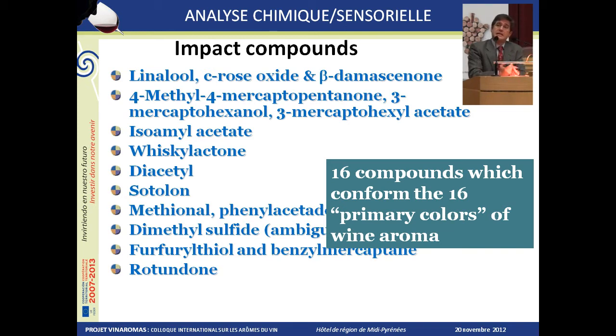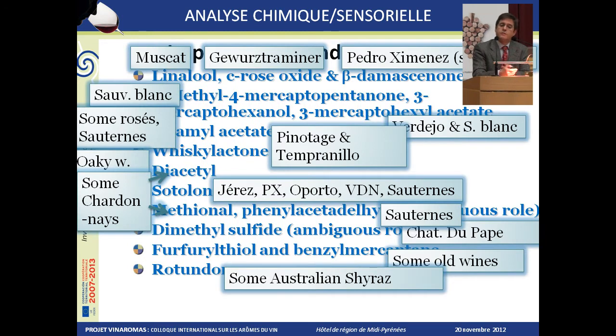The important thing is that these 16 compounds are, we can say, for a painter, the 16 primary colors to paint wines, if you understand me. What this means is that as these are potential impact compounds, in some part of the world you will find a very good wine in which you can directly recognize the smell of these compounds. We don't have much time, but of course, you can recognize linalool in Muscat, rose oxide in Gewürztraminer, etc., etc., etc.